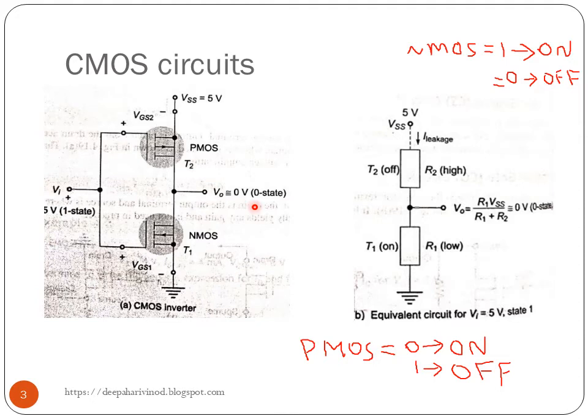In the same way, when the input is given 0, NMOS is off and PMOS will be in on state because of 0 at the gate, and the output gets connected to this 5 volt through this PMOS. So we will get a high voltage here. That is, we can say when input is 0, output is 1. In this way, the CMOS circuit works.